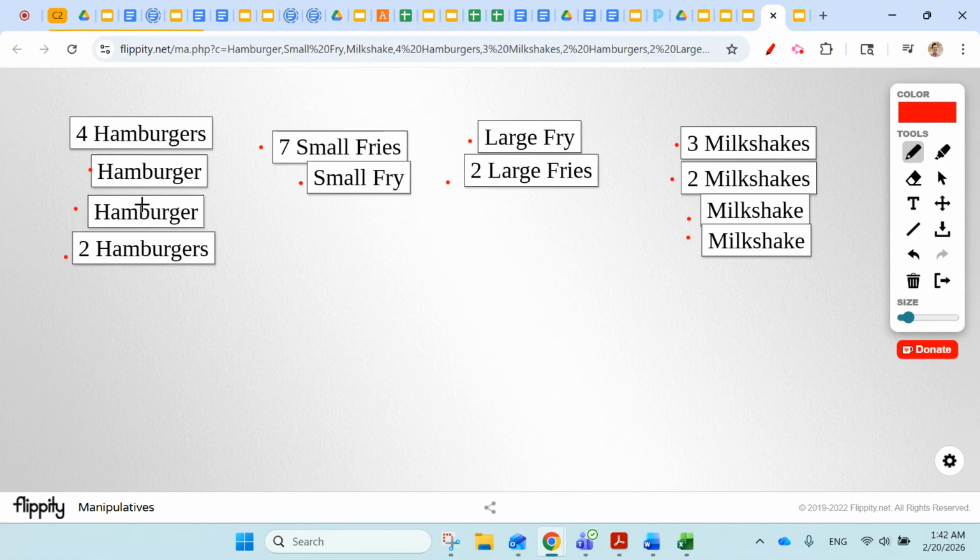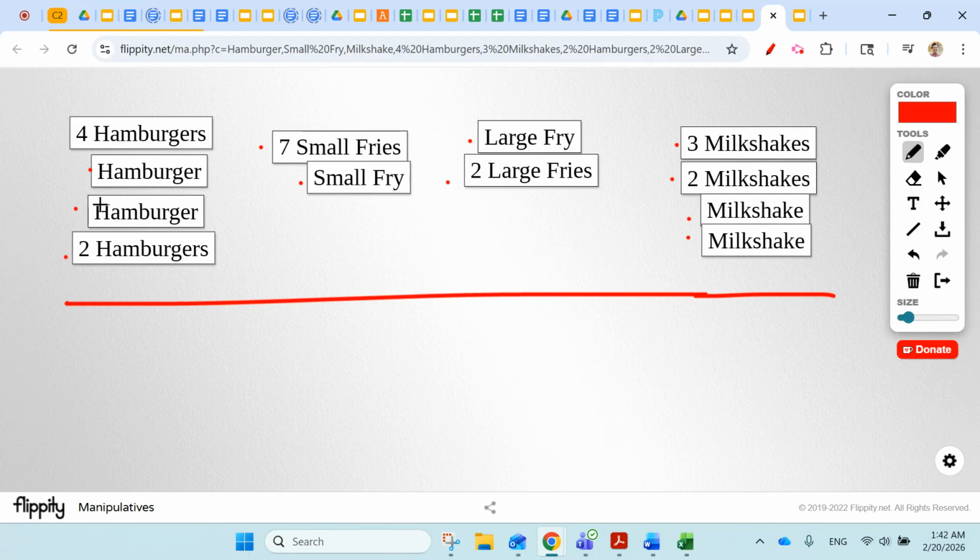So 4 hamburgers, a hamburger, a hamburger, and 2 more hamburgers. How many total hamburgers is that? That is 4, 5, 6, 7, 8. 8 hamburgers. I'm going to use the variable h for hamburger. 7 small fries and another small fry. That means I have 8 hamburgers, and so I'm going to do plus, 8 small fries. I'm going to do maybe a lowercase f.